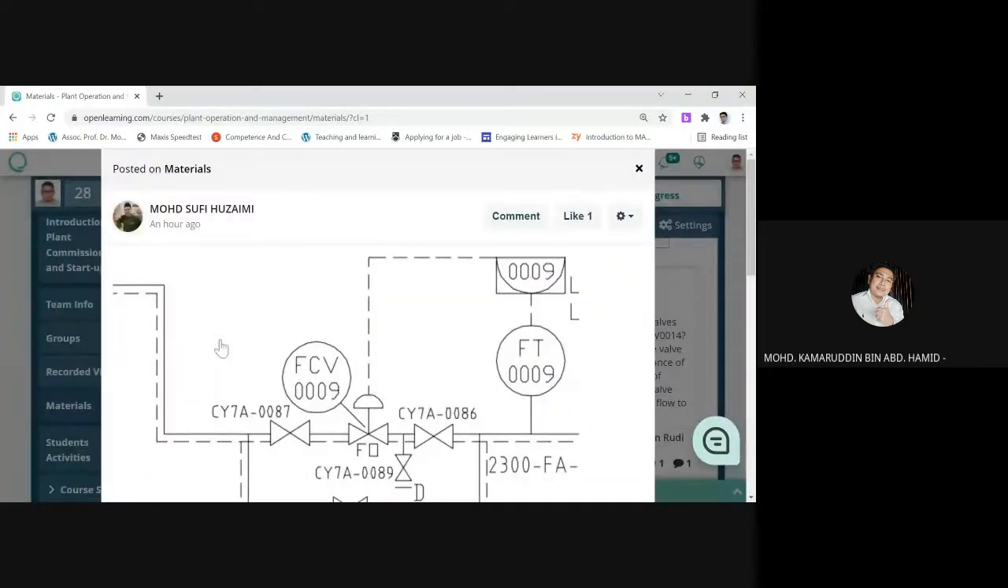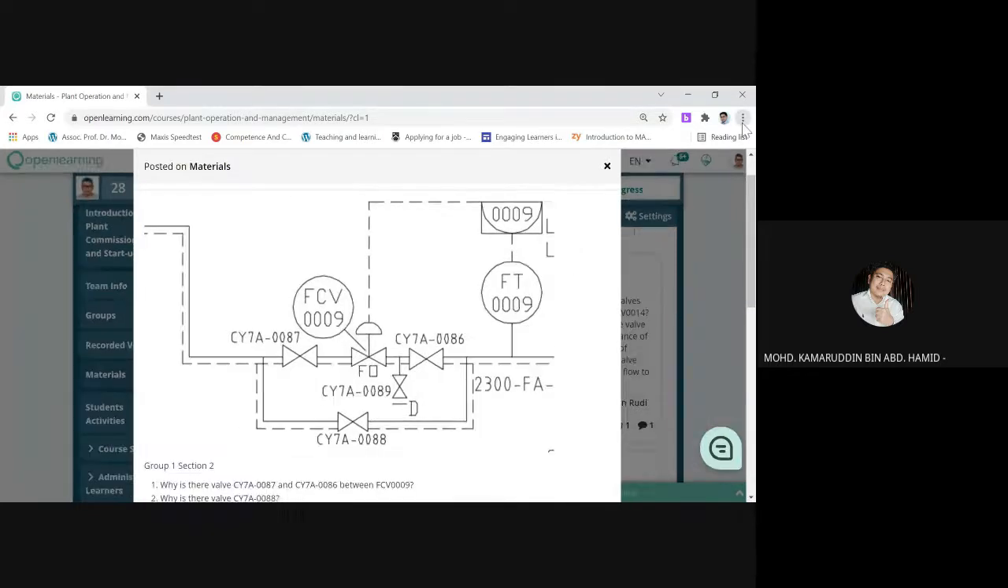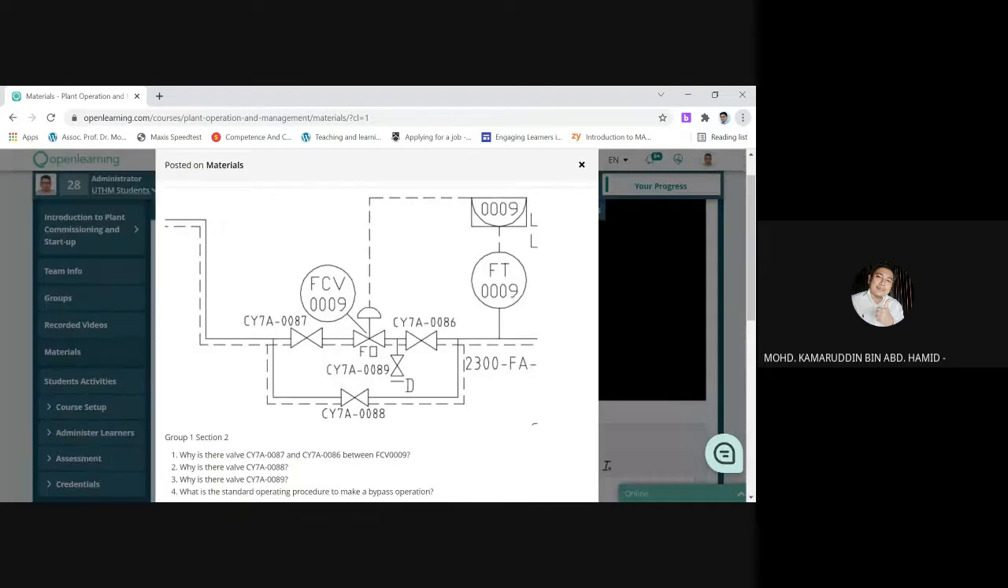Kita tengok inilah. One thing yang I need to address over here, the next, I think untuk startup procedure, shutdown procedure, everything need to be referred to one single diagram.